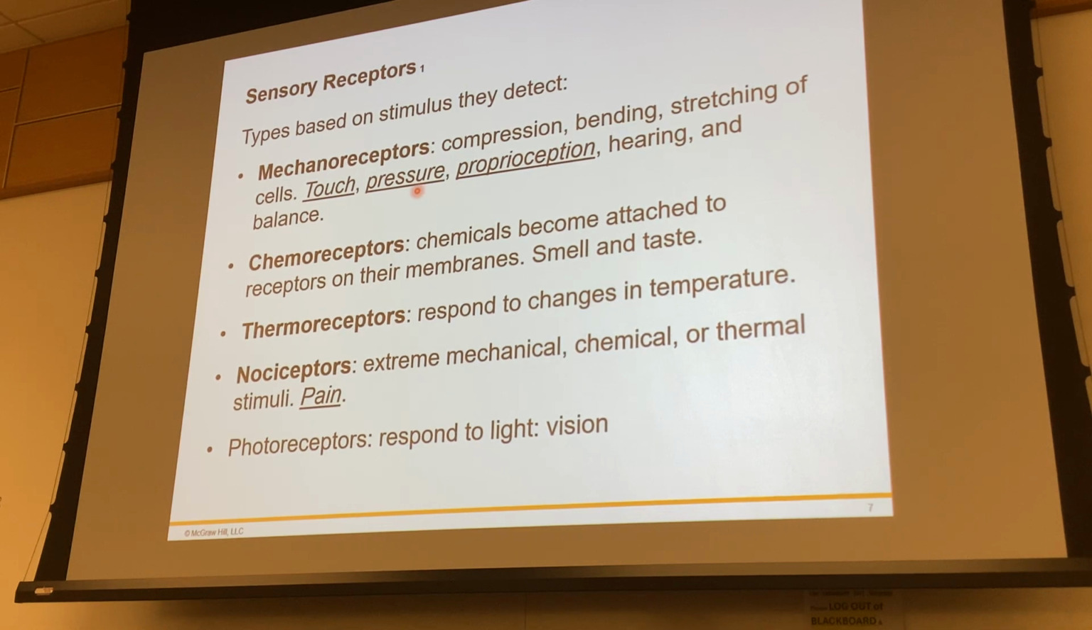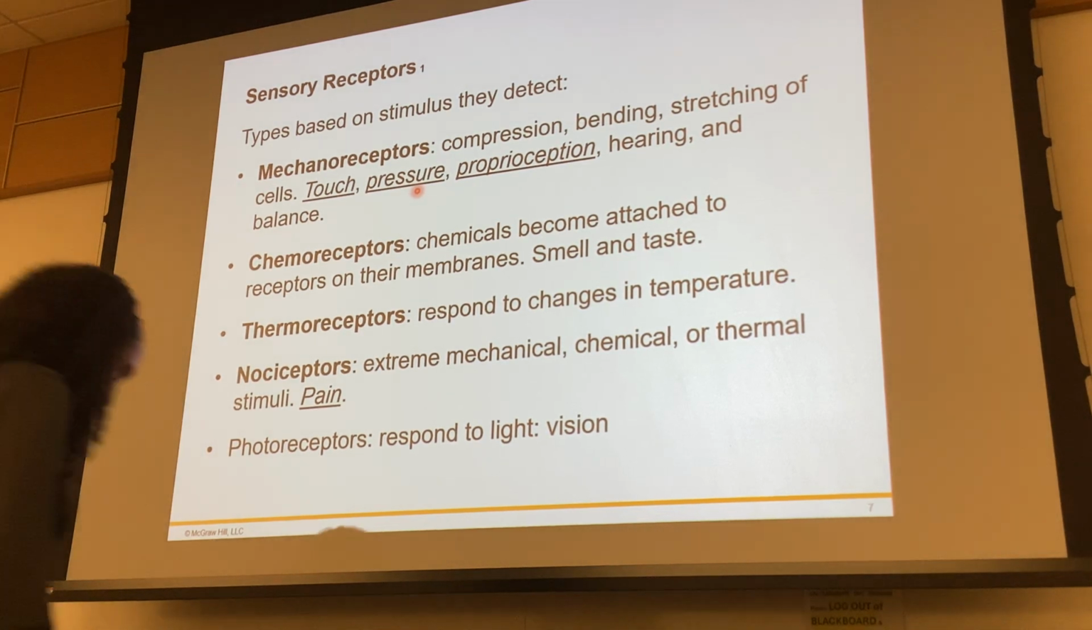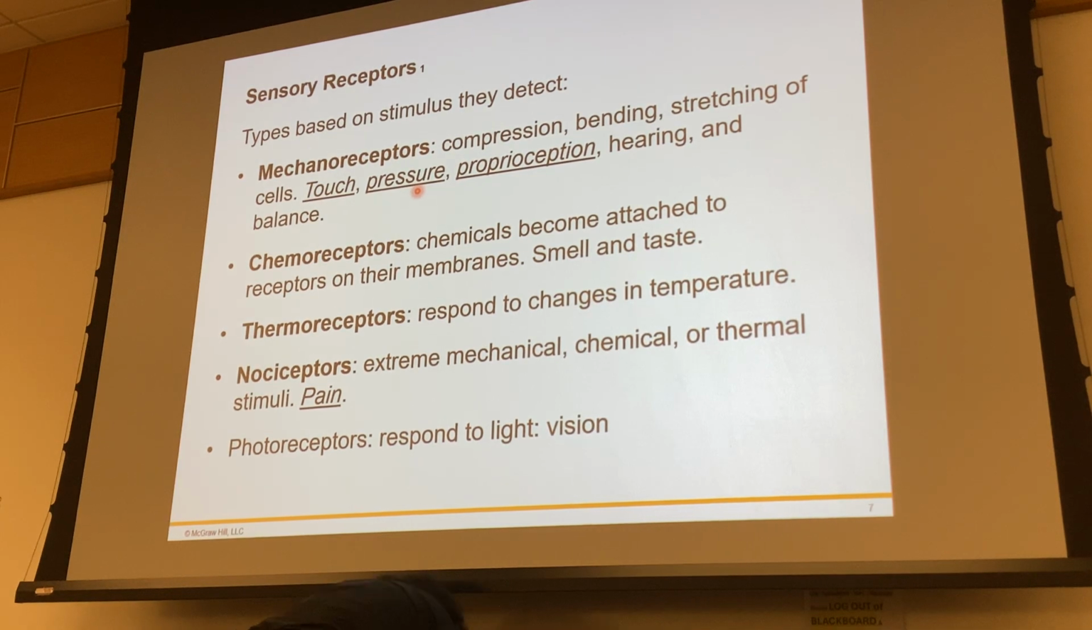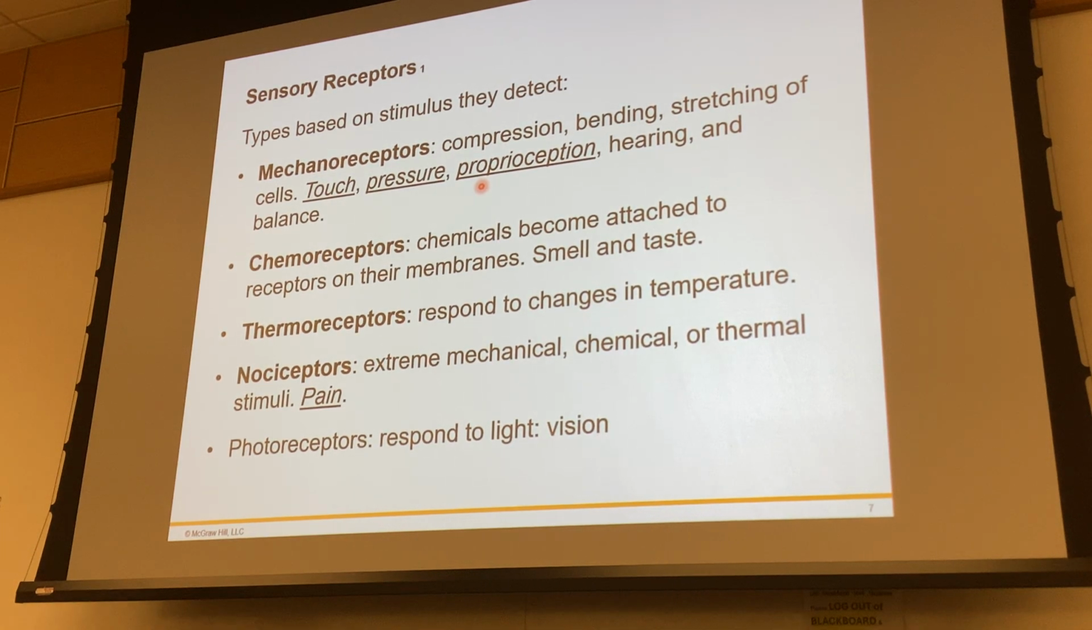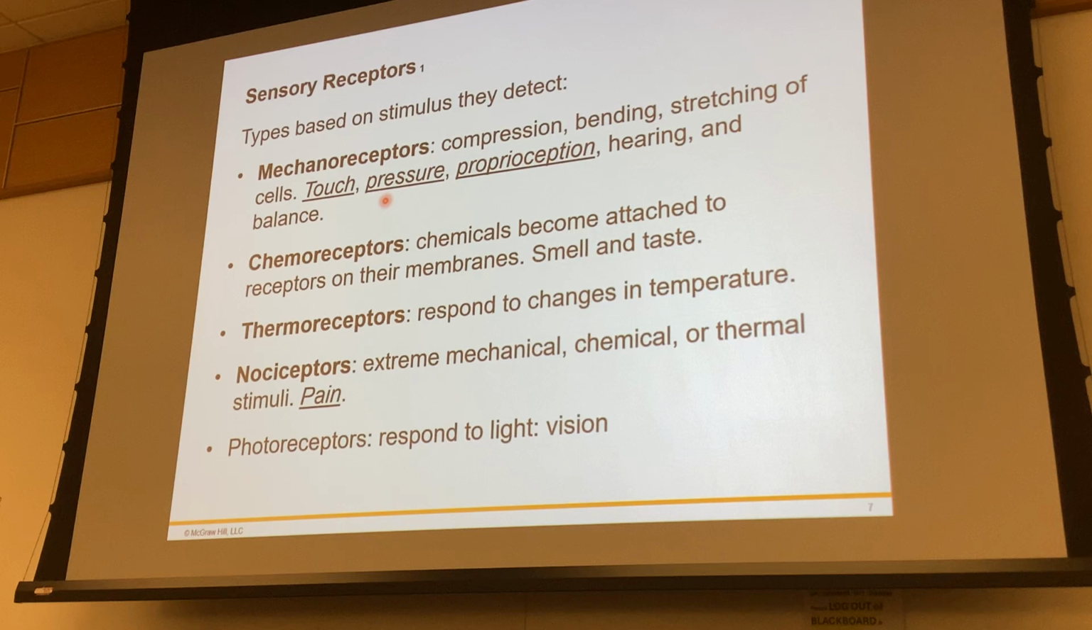In addition to chemoreceptors, there's mechanoreceptors, and they come in a couple different varieties. Here, there's touch, pressure, and proprioception. Proprioception is balance and maintenance of the internal joints in our appendages. So proprioception is associated with individual joints and articulations.